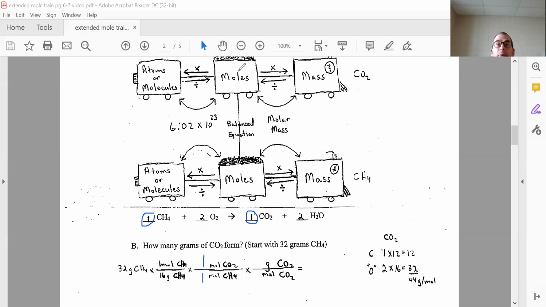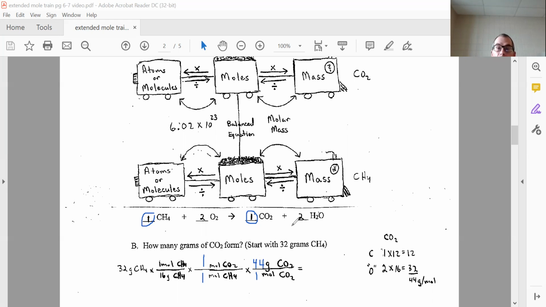And the last step is to go from moles to grams. We multiply by the molar mass, this time of CO2. So 1 mole of CO2, I'm coming from moles of CO2, so that goes on the bottom. We go to the grams. The molar mass of CO2 is 44. So I'm going to put 44 in here.